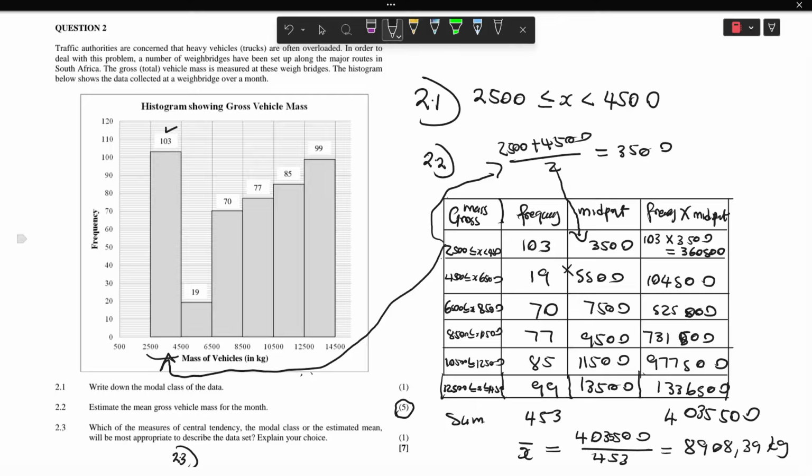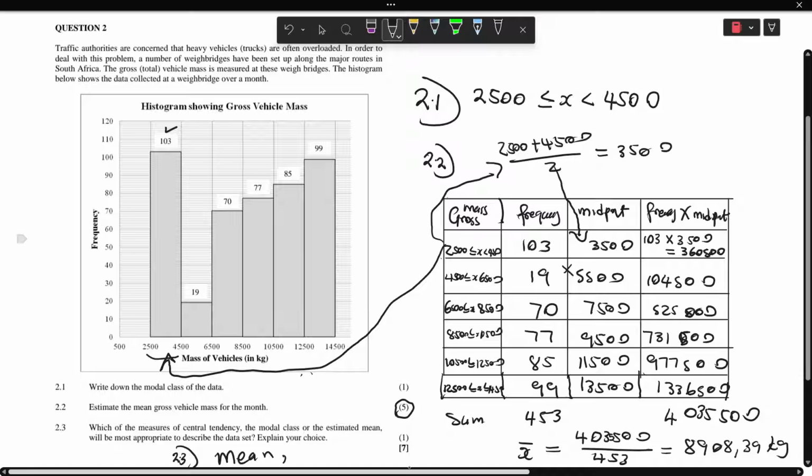Let's go to the next question, 2.3. What are they saying? Which of the measures of central tendency, the modal class or estimated mean, will be the most appropriate to describe the data set? Explain your answer. That's the mean, okay? Why? It is more at the center of the data. You see? It gives you the average.